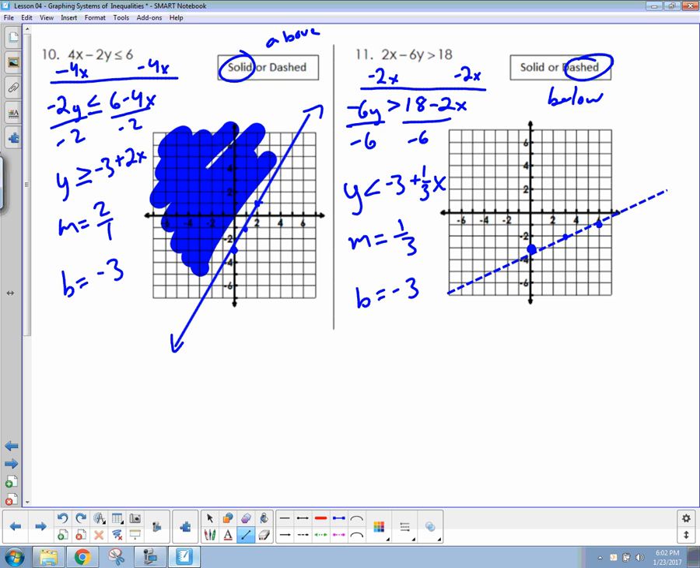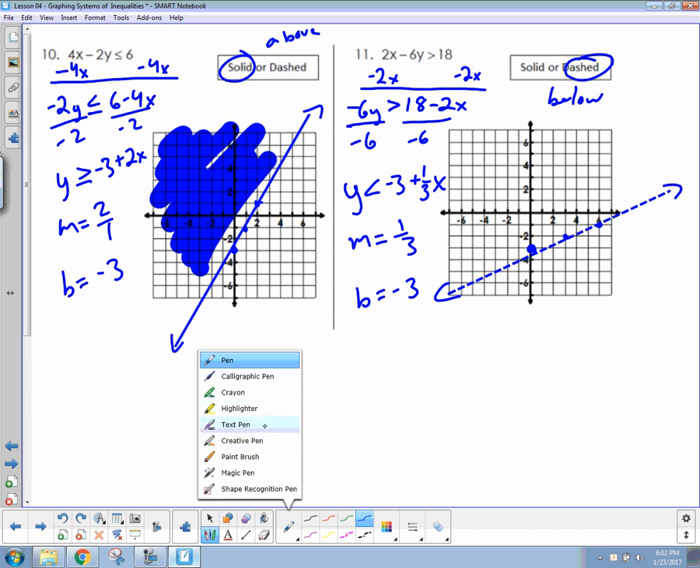A little crooked, but that's okay. Draw your arrows, and we're shading below. So shade below.